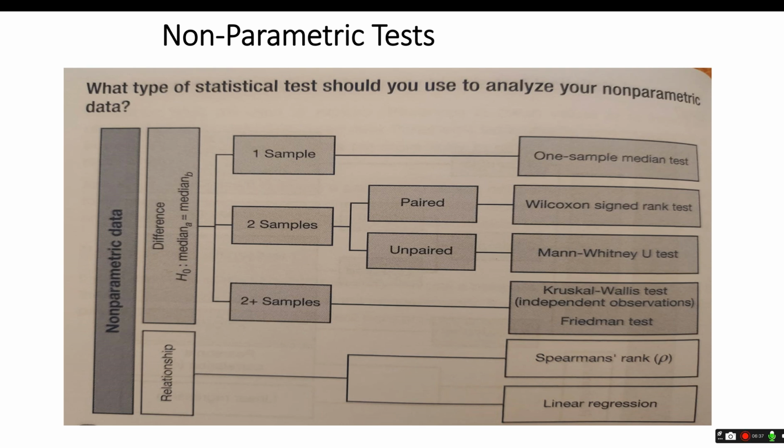For one sample, we go for the one-sample median test, and for two samples, paired Wilcoxon or Mann-Whitney, that's also a kind of Wilcoxon test. For more than two samples, we go for the Kruskal-Wallis test. And for relationships, we go for Spearman rank or linear regression.